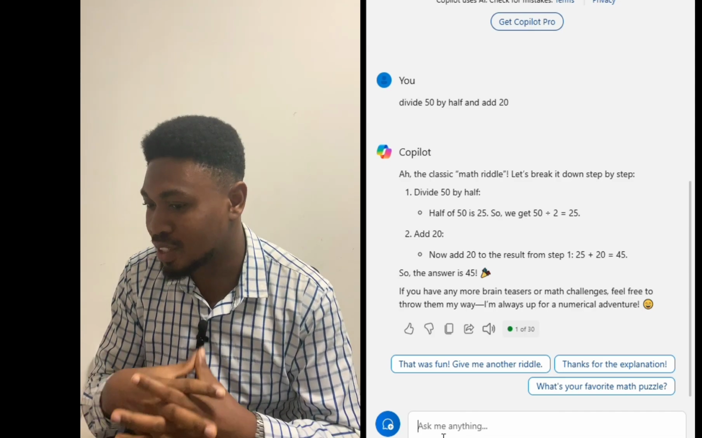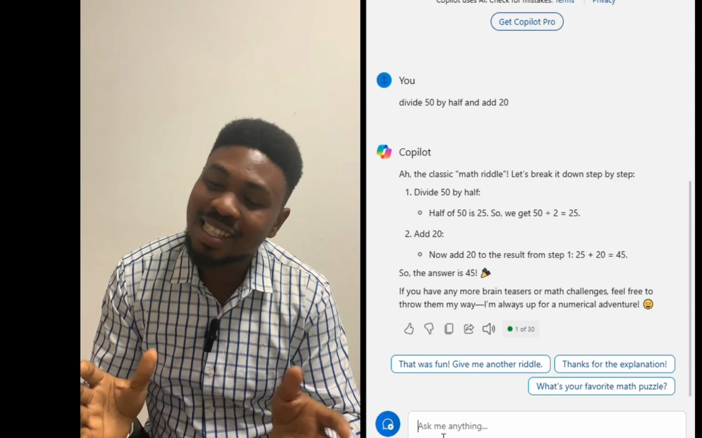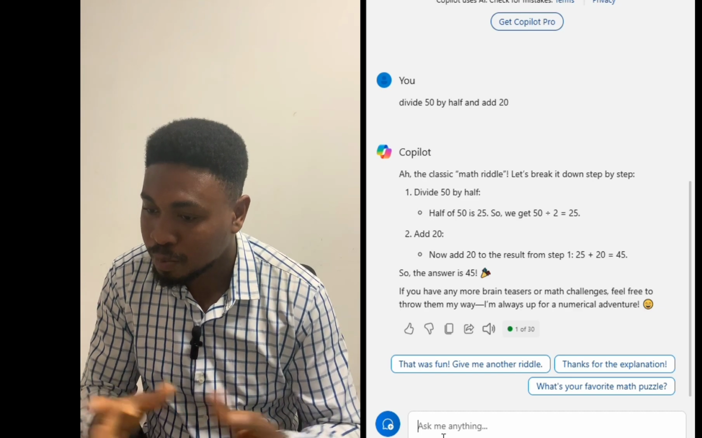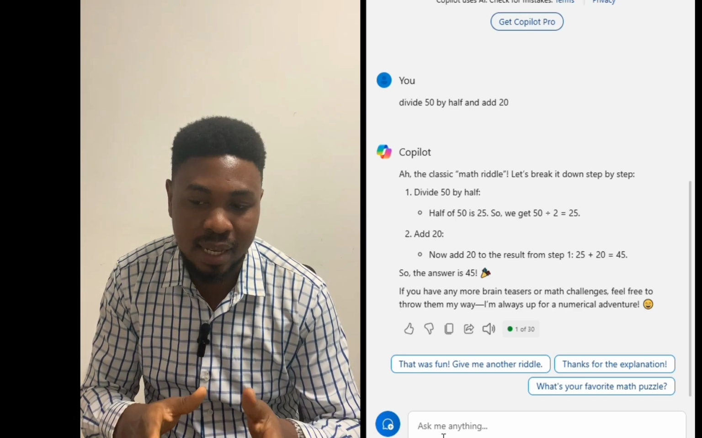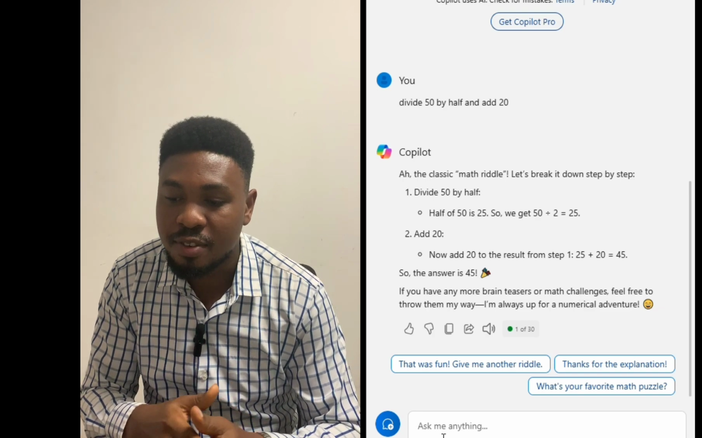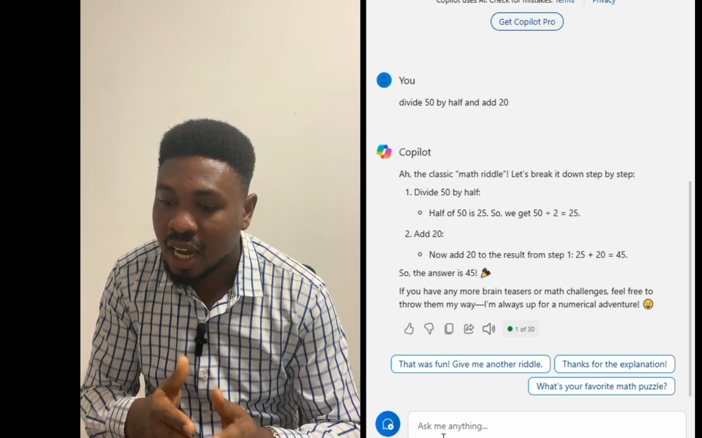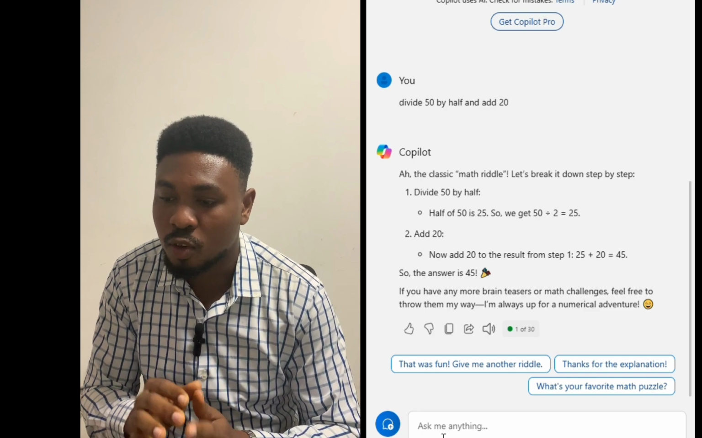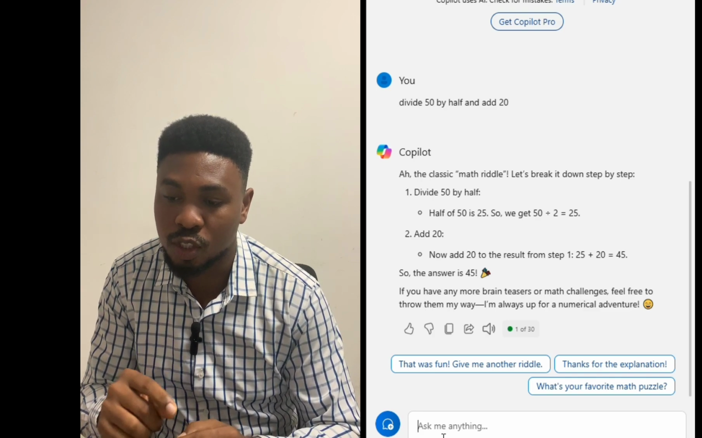And then what is Copilot giving us? Copilot said 45. Let's see how they arrived at 45. He said, the classic maths riddle. Let's break it down step by step. Now, first of all, it said divide 50 by half, right? Half of 50 is 25. So we get 50 divided by 2, which is 25.